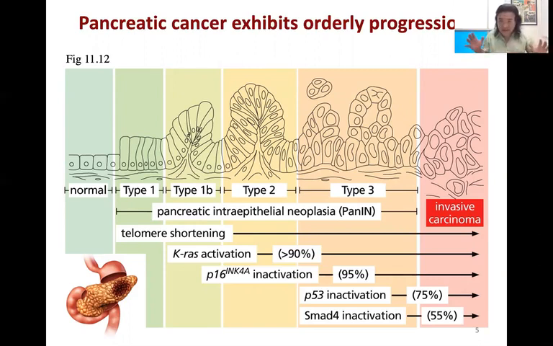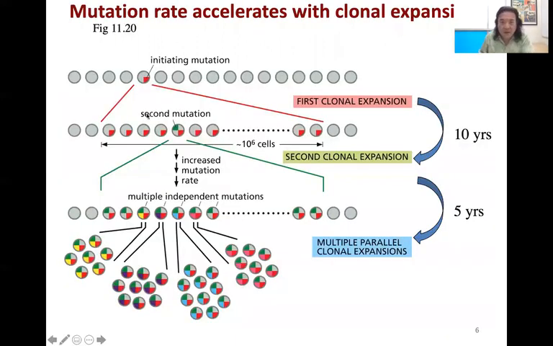Whereas the majority of cells along the way that are going down this pathway, they fall by the wayside, either because they undergo apoptosis or the random mutations they get don't actually encourage this particular progression to happen.